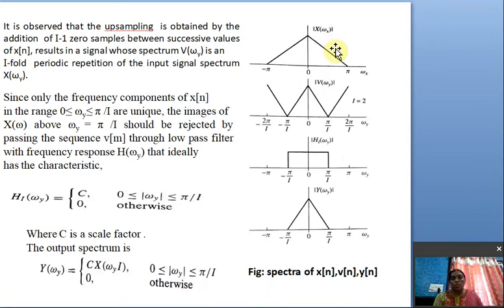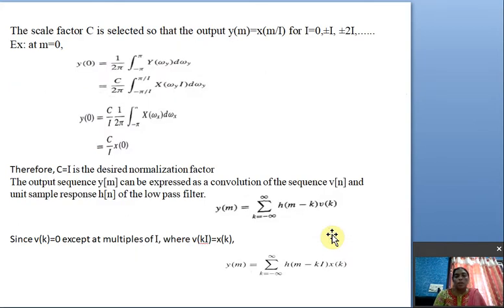Now coming to the graphical illustration. Consider the spectra of x of n and then take the v of omega y like this, right? So upsampling. Now take one filter with the bandwidth pi by I. After passing this signal via this filter, the filter blocks certain frequency components and does not allow the other higher frequency components. It looks like this. This is the output spectra. From this we can easily observe that the sampling rate is increased.